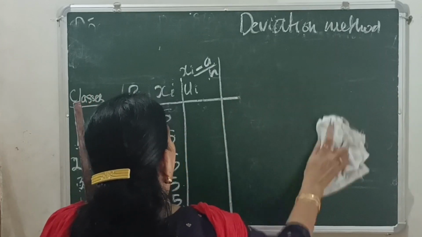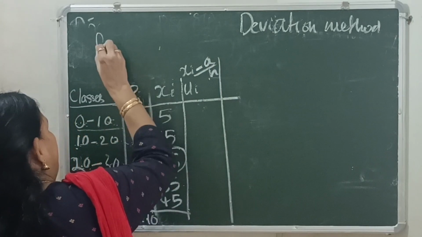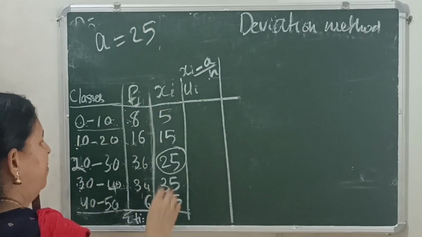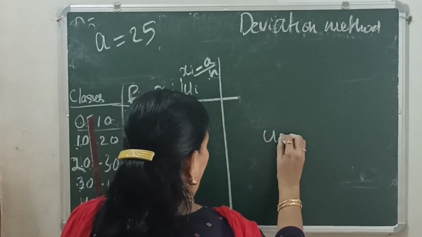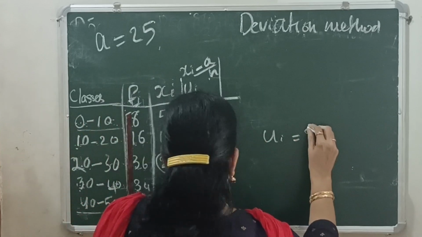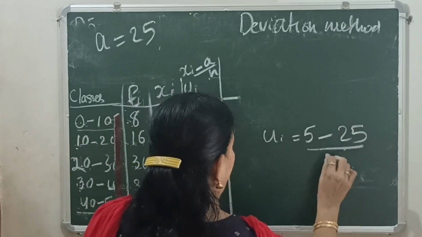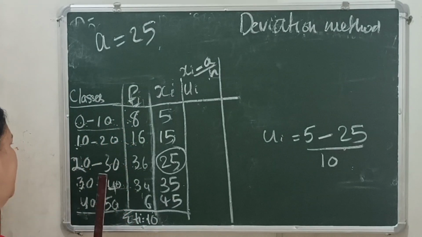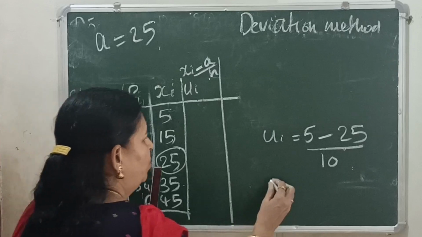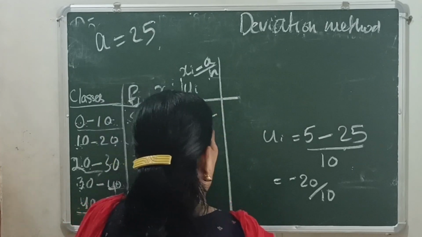ui is xi minus A divided by h. Then A is the assumed mean. I have taken A as 25. We can take any value. Then ui, first value: xi, that is 5, minus assumed mean 25, divided by class width 10. The difference between upper limit and lower limit is the class width, that is 20 to 30, difference 10, 10 to 20, difference 10. That is equal to minus 20 divided by 10, that is minus 2.